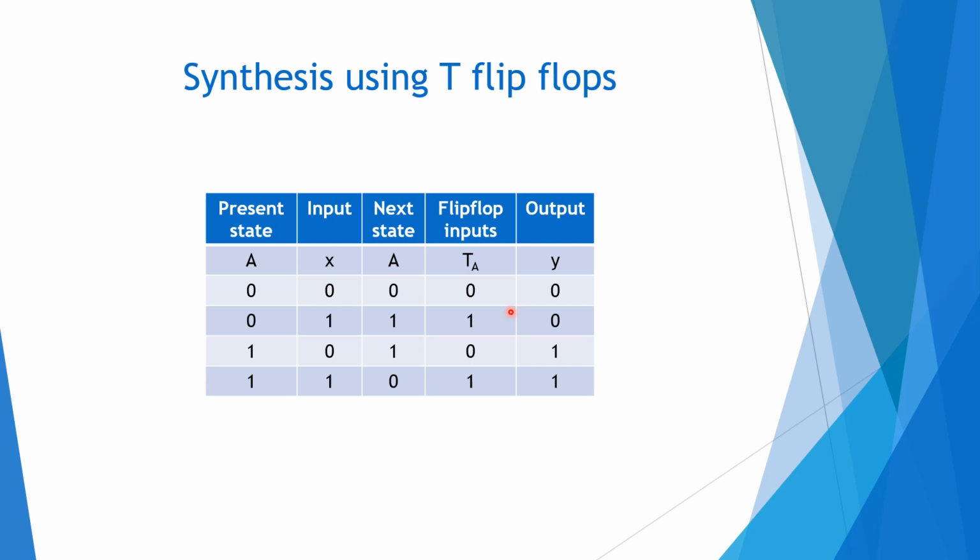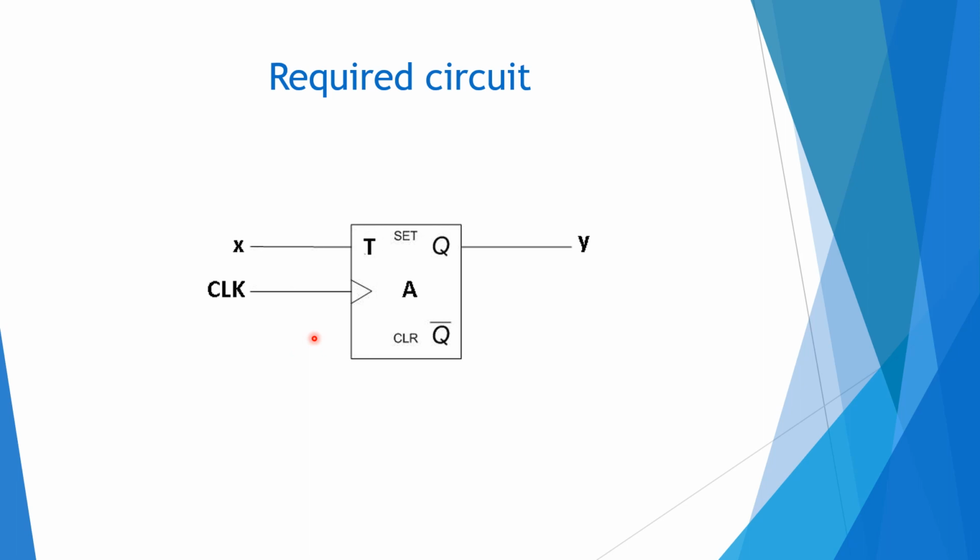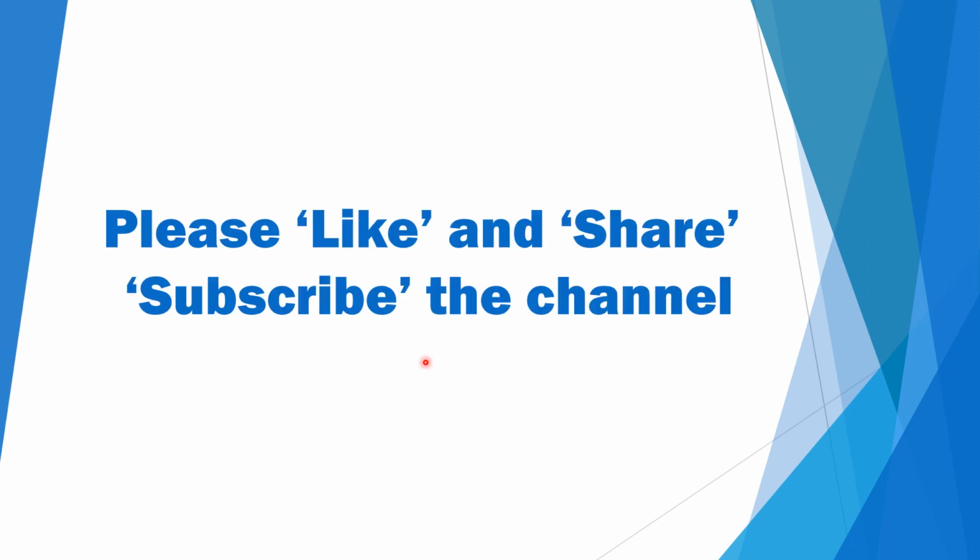So these are the flip-flop inputs. These are the output. And from the K-maps, T equal to X, Y is equal to A. So this is a T flip-flop. A simple T flip-flop works as the odd parity checker. There is no gate, only a flip-flop here. So this is the final circuit. So that's it. We have seen all the synchronous sequential logic examples and all the process for it.